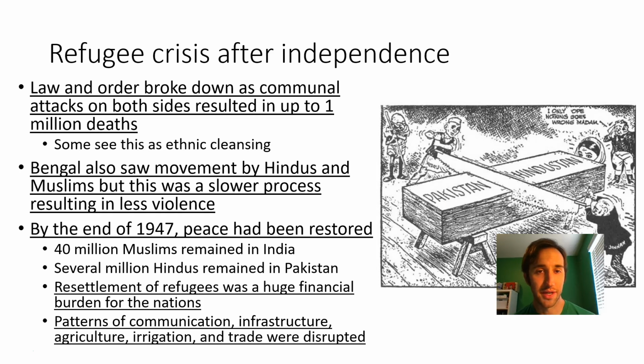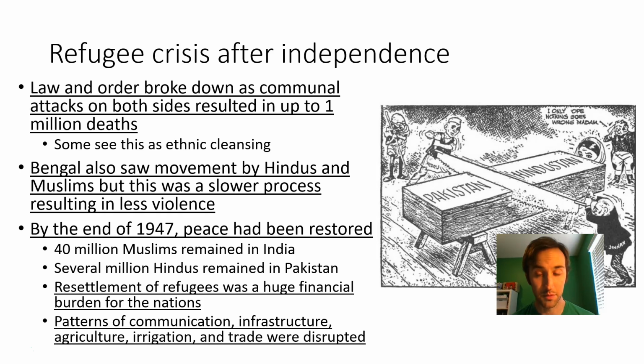Law and order broke down along these borders as communal violence and attacks on both sides resulted in up to 1 million deaths. And some saw this as ethnic cleansing, where in certain communities they're literally forcing people to move out because of their religion or murdering people because of their religion.